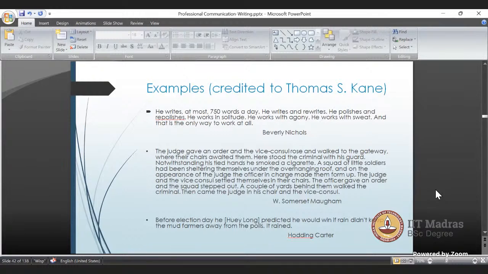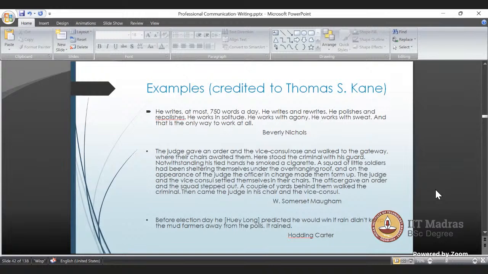The last example: before election day, Hugh Long predicted he would win if rain didn't keep the mud farmers away from the courts. It rained, right? So this is a combination. It uses the segregating style and it also uses sentence lengths of long followed by short, right? See that? Yes, ma'am. You can see that, right?